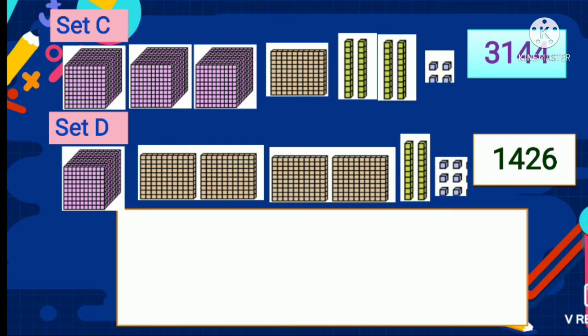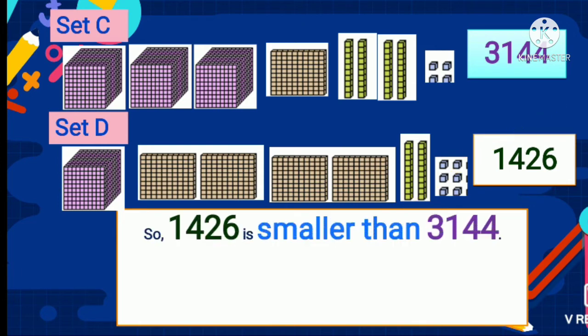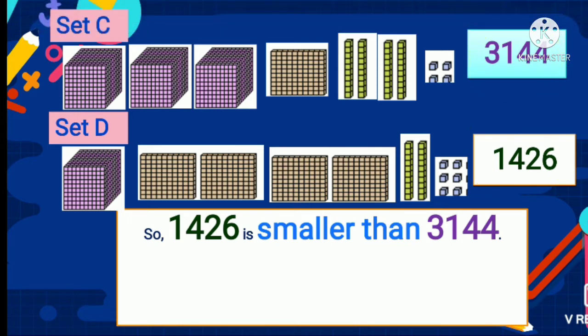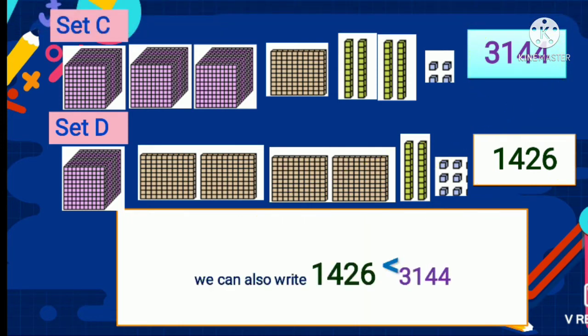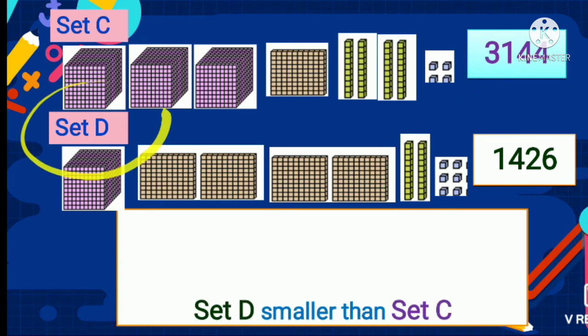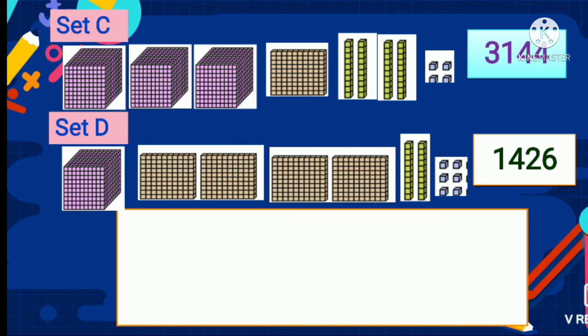So now we know the answer is 1,426 is smaller than 3,144. Or else we can write down with the arrow goes to the left side. So now we know 1,426 is smaller than 3,144. Or else we can say set D is smaller than set C. Okay, next.